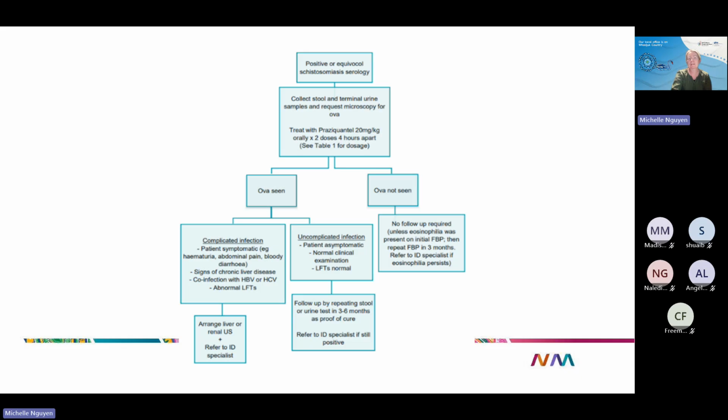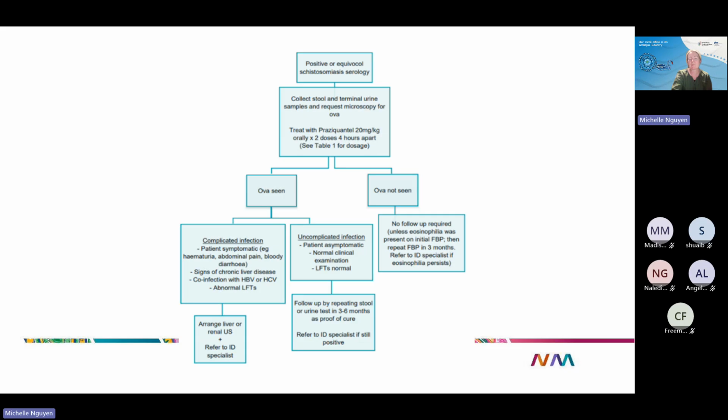If there are no ova seen on the stool and urine, then generally we don't follow up those patients unless they've got eosinophilia on their blood count, in which case we would repeat the blood count 3 months later. If ova are seen, then we look to see whether they've got signs of a complicated infection or whether it looks more like an uncomplicated infection. If it looks like a complicated infection, we'll arrange for renal ultrasound, liver ultrasound, and refer to ID, depending on what sort of things are showing up there.